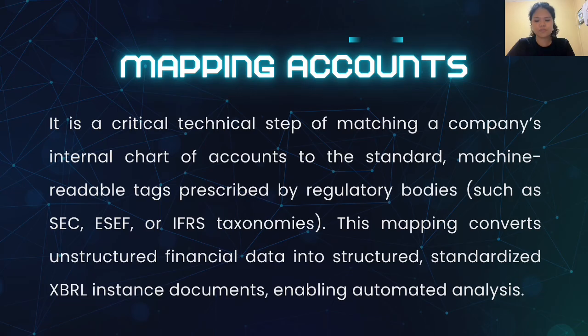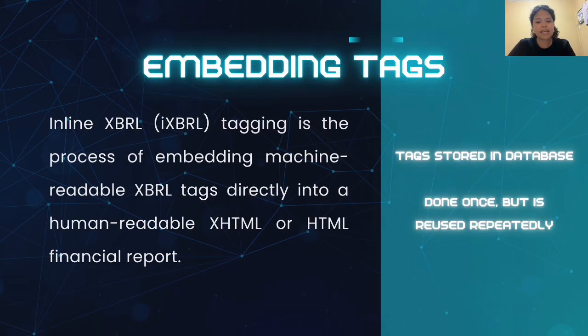Next is that companies map their internal general ledger accounts to appropriate XBRL tags. For example, an internal account like cash in bank is mapped to a standardized XBRL tag such as cash and cash equivalent. This step ensures consistency and usability of financial data by external users. The next step is embedding tags into the database. Once the mapping is complete, the XBRL tags are embedded into the company's financial database. This process only needs to be done once, but the tags are used repeatedly for the reporting.